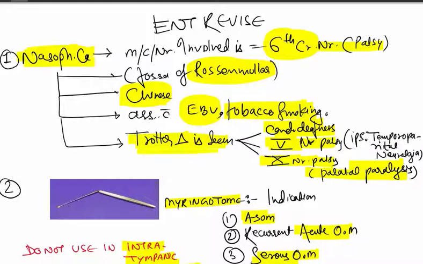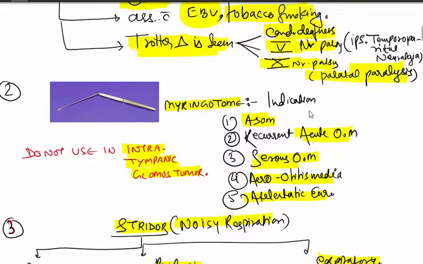Trotter's triad is seen in nasopharyngeal carcinoma, that is conductive deafness, fifth nerve palsy, and tenth cranial nerve palsy. Tenth cranial nerve palsy means palatal paralysis, and fifth nerve involvement gives ipsilateral temporoparietal neuralgia.